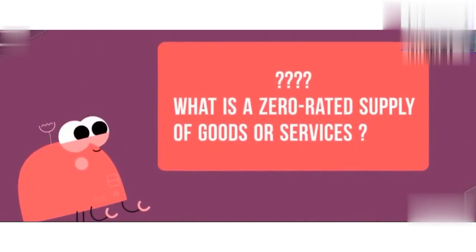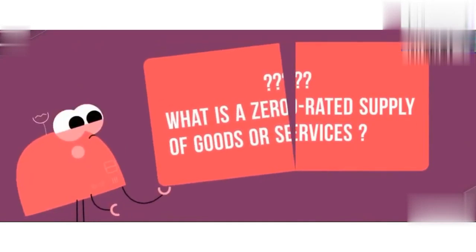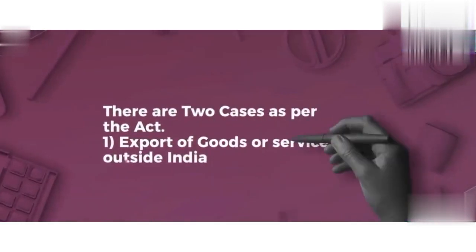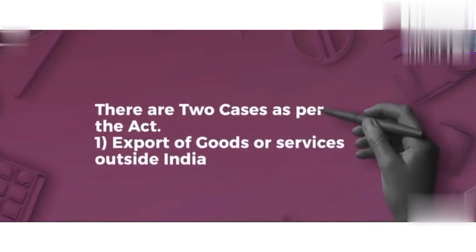Before that we must understand what is a zero-rated supply of goods or services as per the Act. There are two types of zero-rated supply. One is export of goods or services.